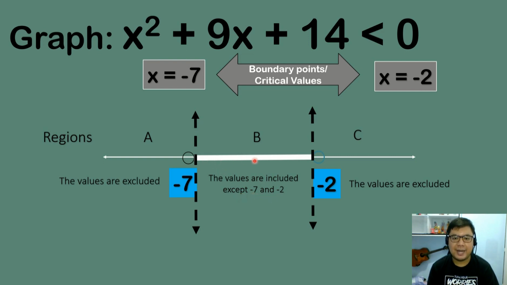So yung mga values na naandito in between negative 7 and negative 2 ay kasama sa ating solution set. Ito namang mga values na naandito simula negative 2, negative 1, 0, pataas ay hindi kasama sa ating solution set. Pati yung negative 7, negative 8, negative 9 pababa ay hindi rin kasama sa ating solution set. So kapag less than ang inequality symbol natin, yung mga numbers na naandito sa gitna ng nakuha nating boundary points ay yun yung magiging solution set natin.